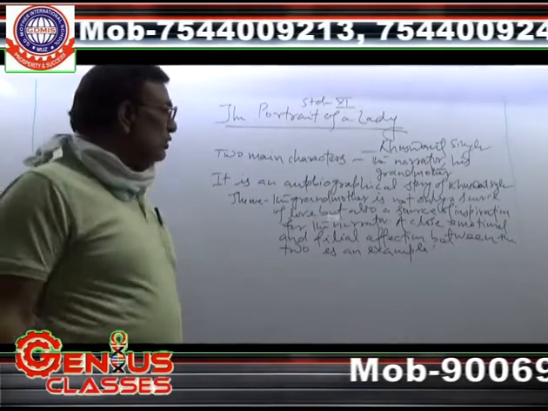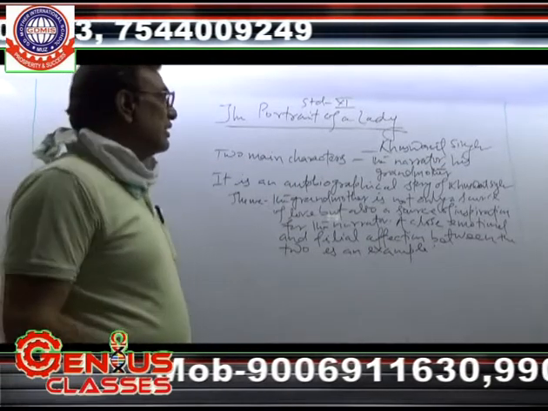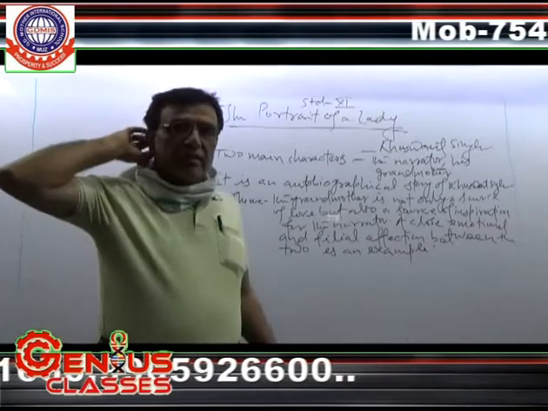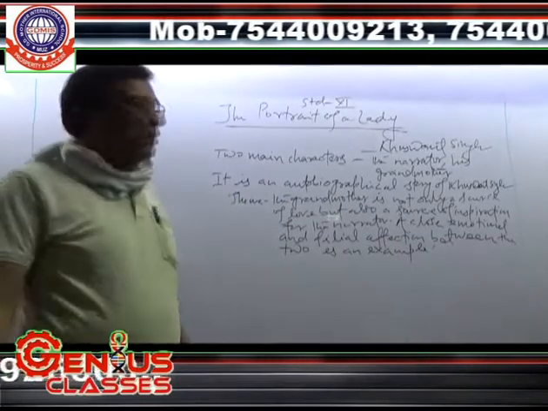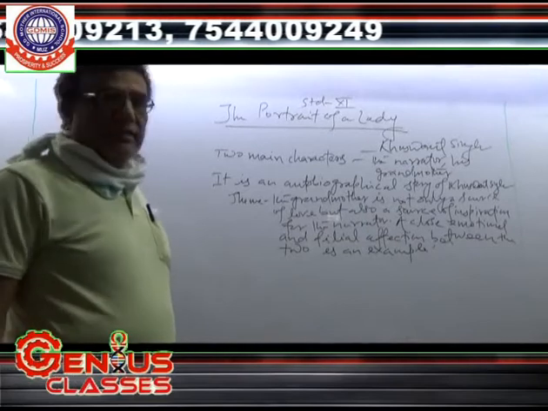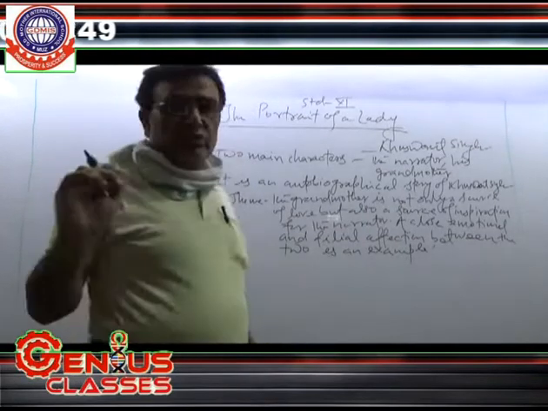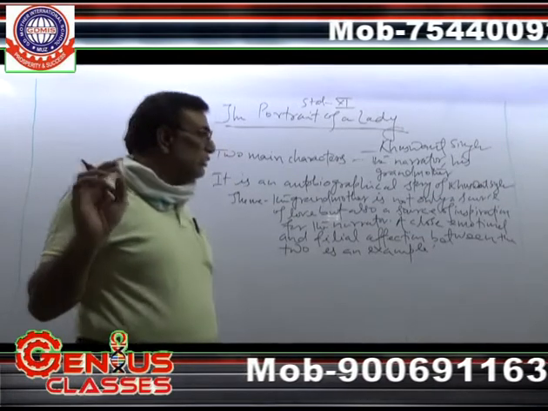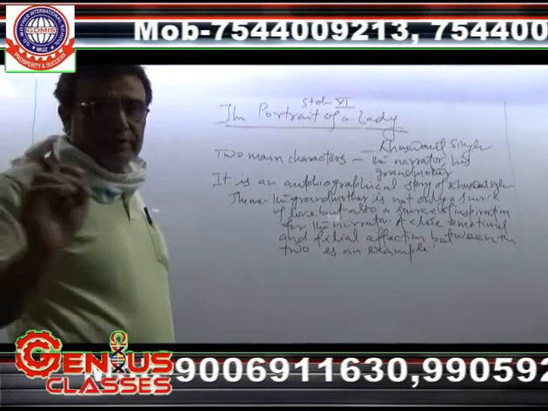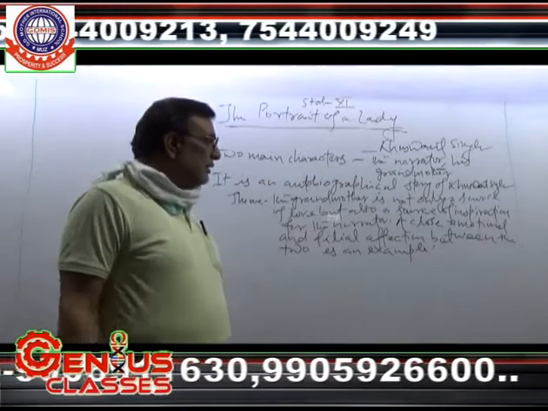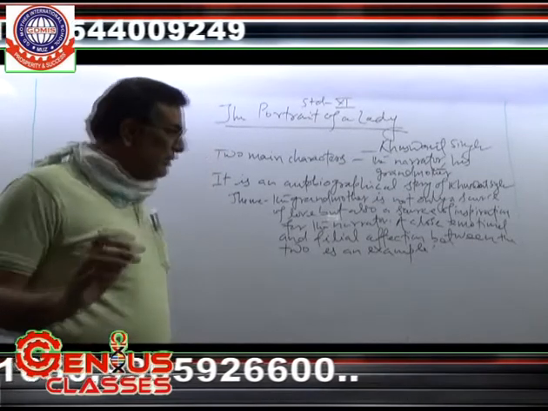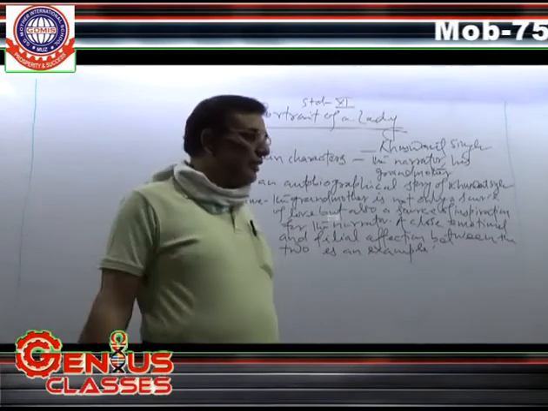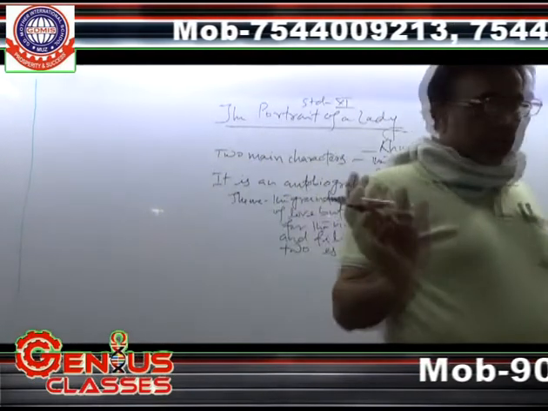So, the two main characters in this story are the narrator and his grandmother. As I told you, it is an autobiographical story of Khushwant Singh. The theme: the grandmother is not only a source of love, but also a source of inspiration for the writer. There is a close emotional and filial affection between the two. Now let us see what happens in this story.